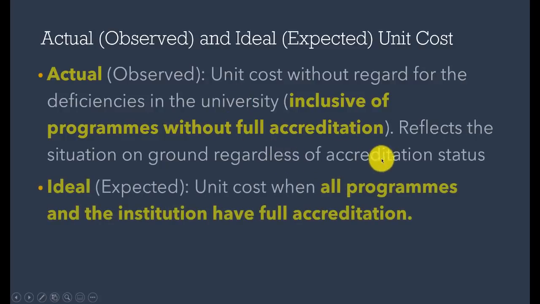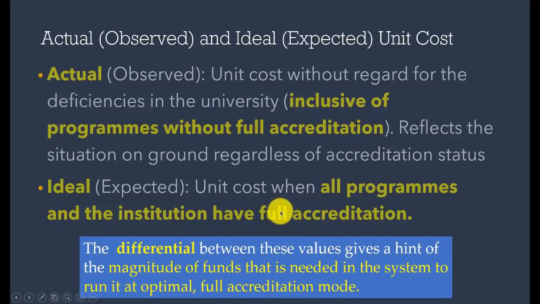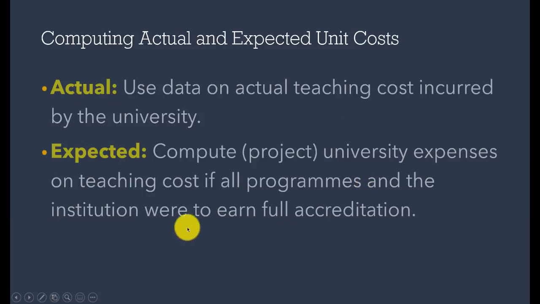So what about the ideal? The ideal is the expected unit cost when all the programs and the institution have full accreditation. When light is 24 hours, internet 24 hours, security is there, everything is clean, everything is wonderful. That is the cost. So why is this important? It's important because that differential gives us a hint of the magnitude of funds that is needed in the system to run it at optimal full accreditation mode. You see, as I will go along about this. So how do you compute actual and expected? I just said it.